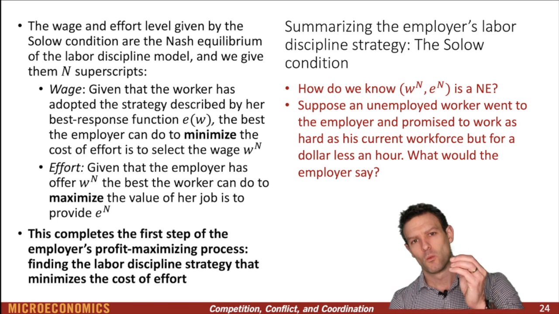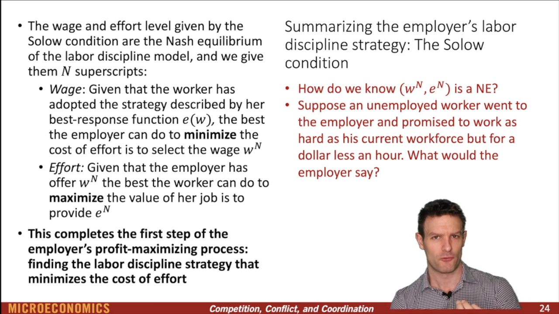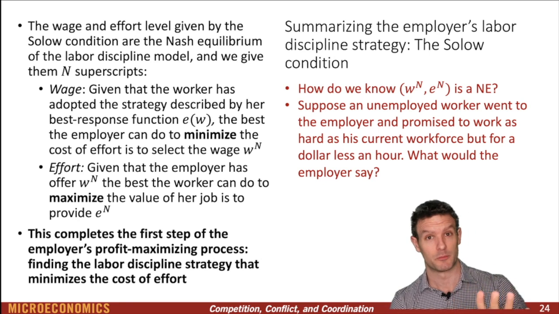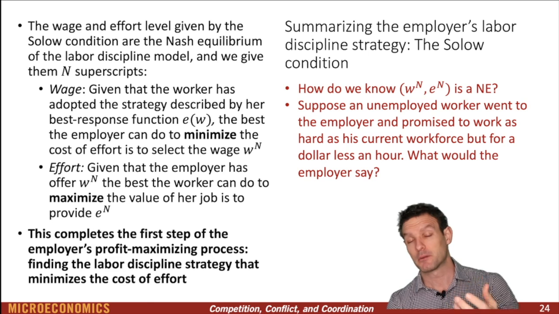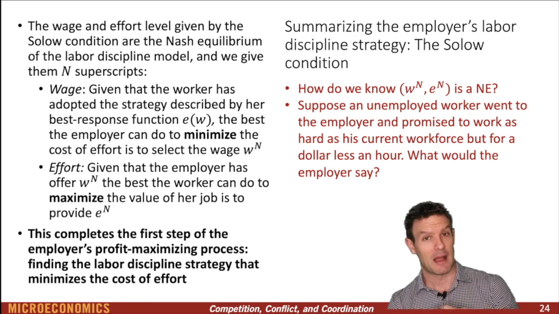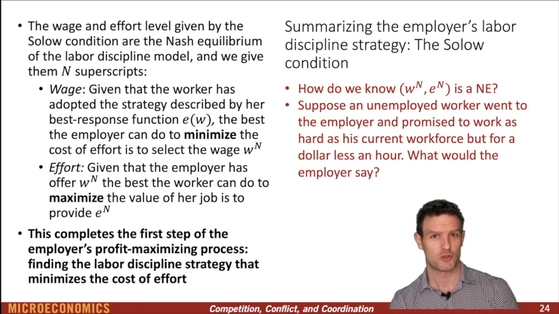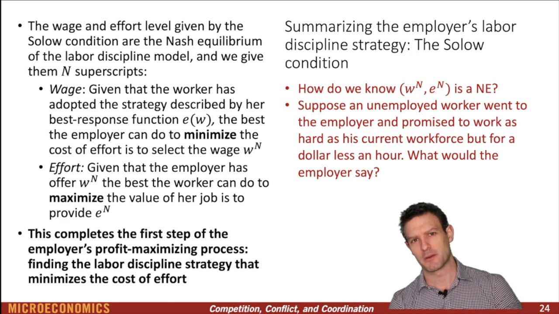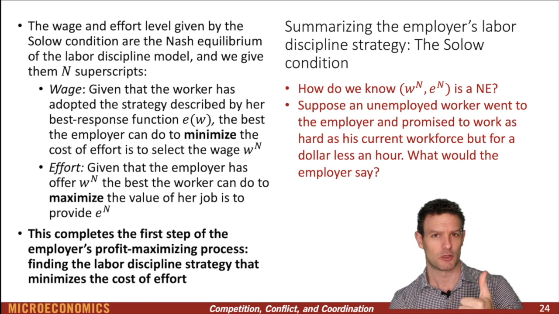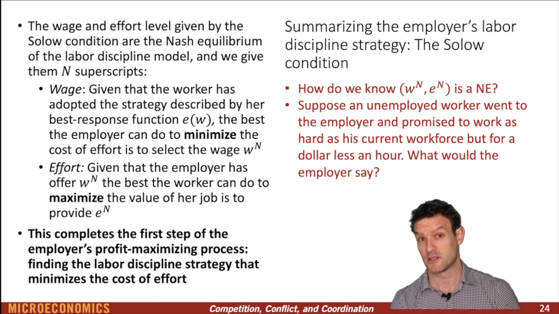Now, putting these things together, these basically complete the first step for the labor discipline model. We haven't yet determined the number of hours that the principal or the employer is going to hire. We've just determined the Nash equilibrium level of effort. So a couple of questions you can reflect on for yourself. I'm not going to answer them, but I think you should try to answer them yourself. How do we know that the combination W_N, E_N, the Nash equilibrium wage and effort, is a Nash equilibrium? What does it mean for that to be a mutual best response? See if you can answer that question.